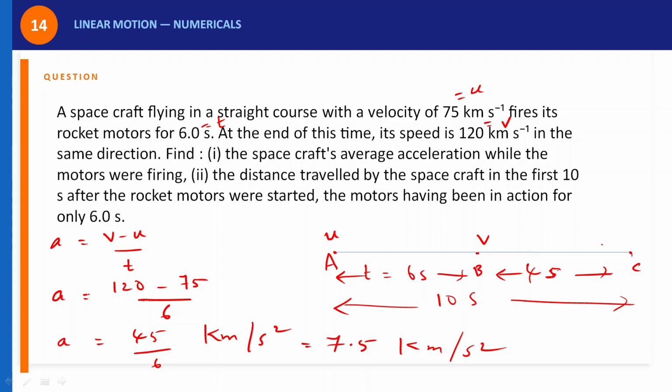120 is the final velocity, 75 is the initial velocity. The time 6 seconds is taken to change the velocity. Acceleration a equals v minus u by t. Then I found a equal to 7.5 kilometer per second square.